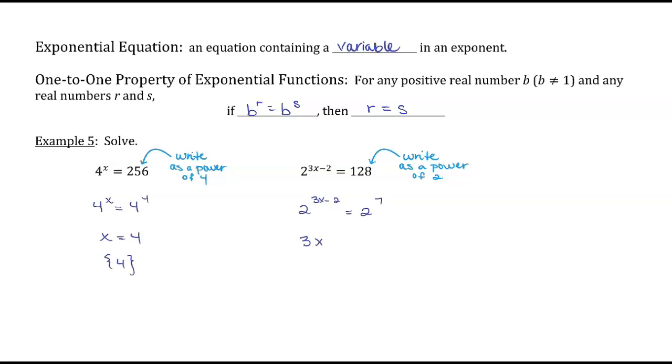That is, 3x minus 2 equals 7. Solving for x, we'll add 2 to both sides, giving us 3x equals 9. And dividing both sides by 3, we find that x is equal to 3. So our solution to this equation is 3.